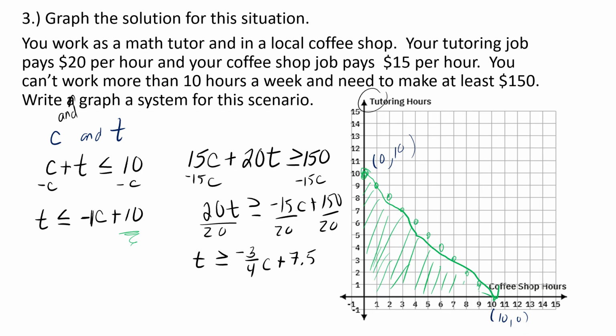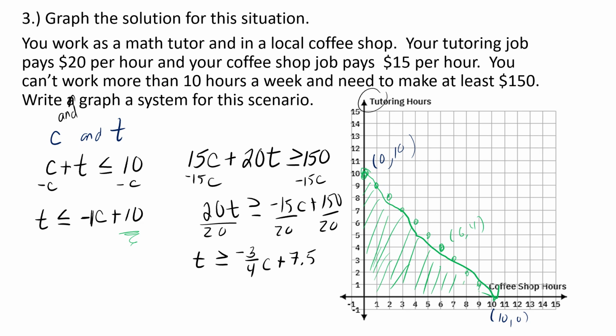So if you were to look at this point right here, this is the point (6, 4), which means that you would be working 6 hours at the coffee shop and 4 hours tutoring, for a total of 10 hours. So this line right here is giving you that maximum number of hours you can work.